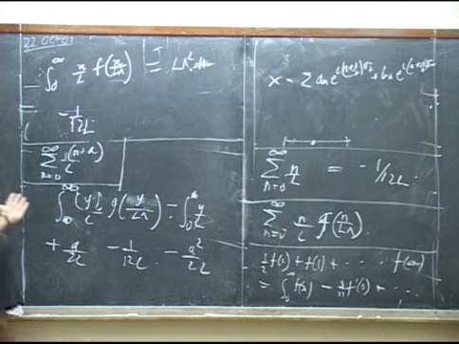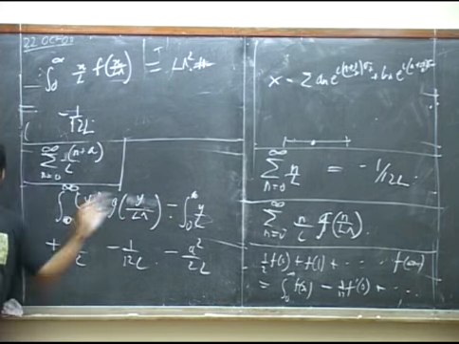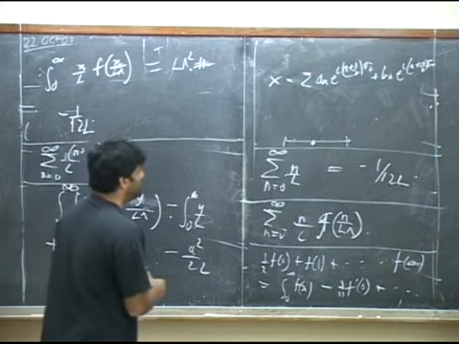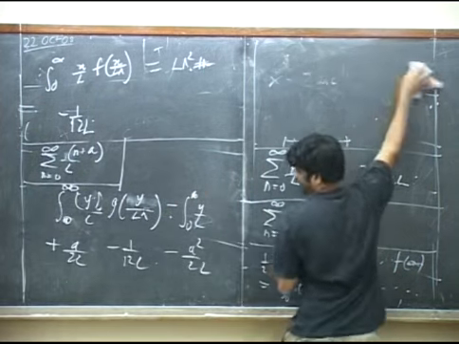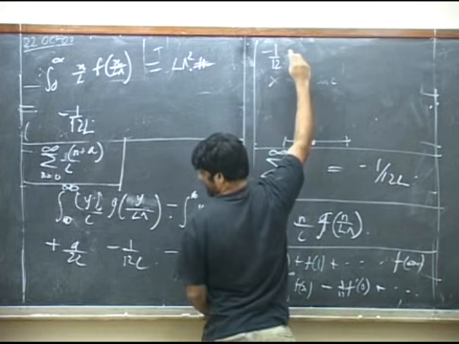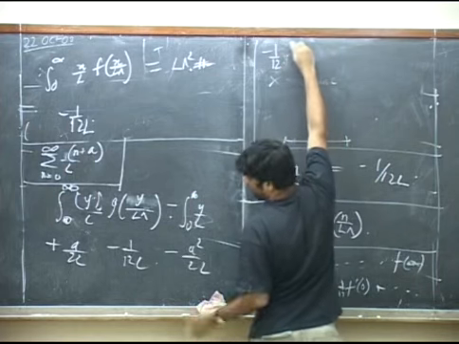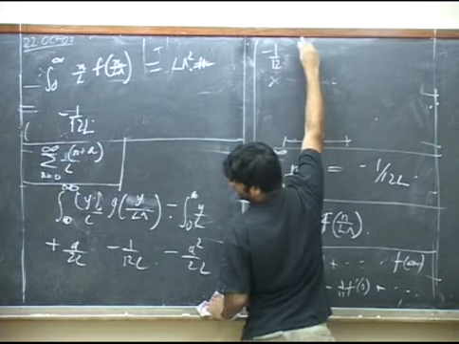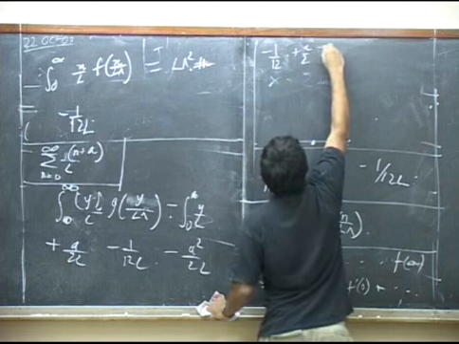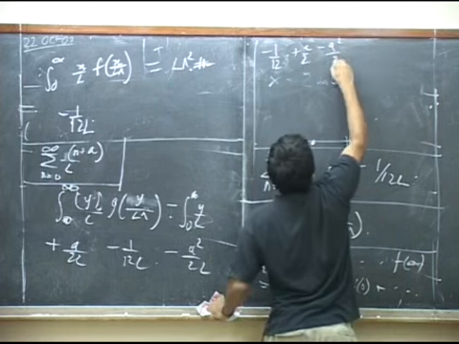This is now universal and truly identical. Okay? So the answer for this 0 point sum is what? It's minus 1 by 12. Now I'm dropping the L's, everything is proportional to 1 by L. Minus 1 by 12 plus a by 2 minus a squared.